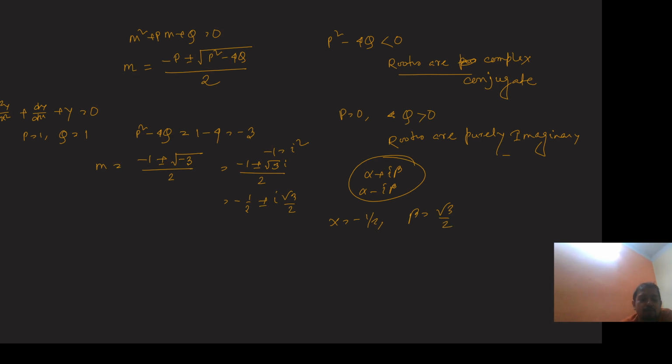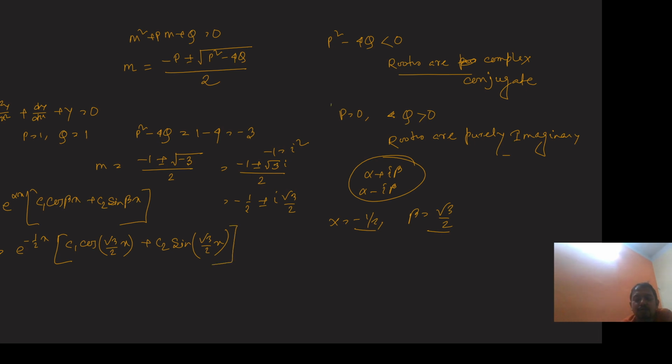And if the roots are complex conjugate, the solution is of the form y is equal to e to the power alpha x into c1 cos beta x plus c2 sine beta x, where c1 and c2 are arbitrary constants. So here alpha is equal to minus half, beta is equal to root 3 by 2. So it will be e to the power minus half x, c1 cos root 3 by 2 x plus c2 sine root 3 by 2 x. This is the solution.